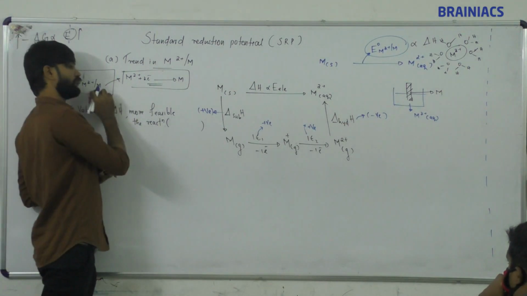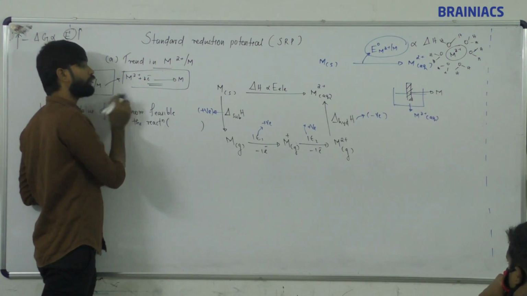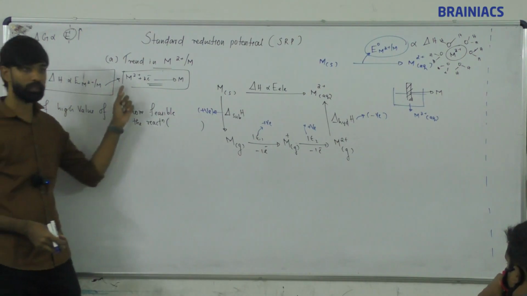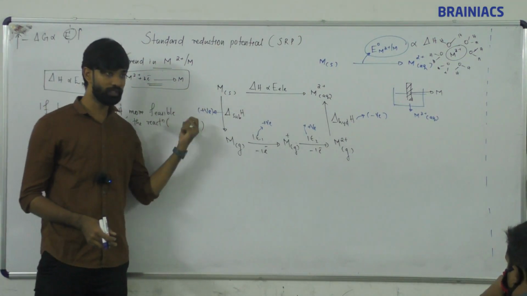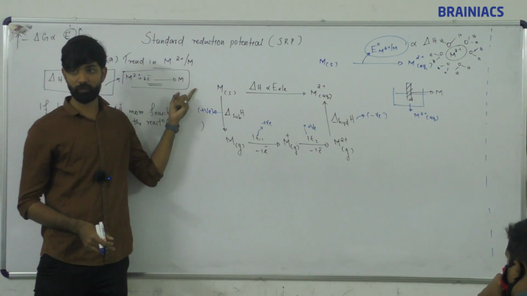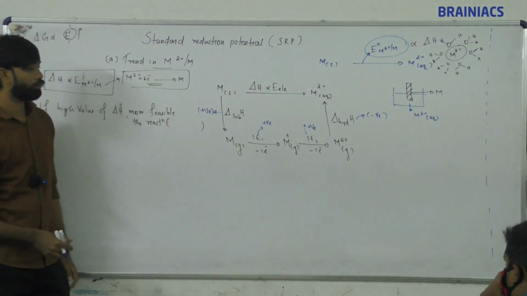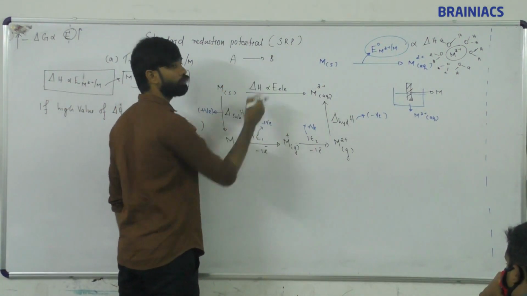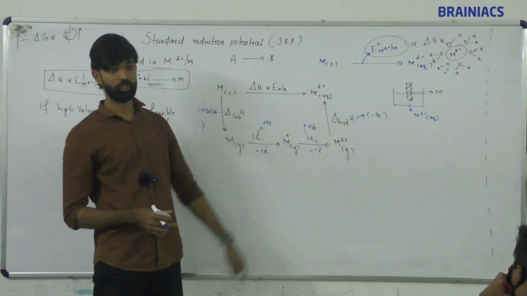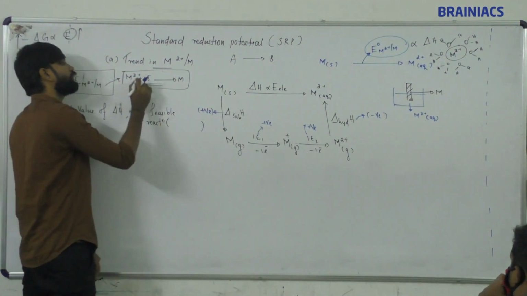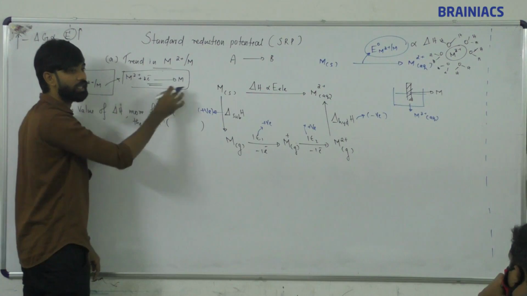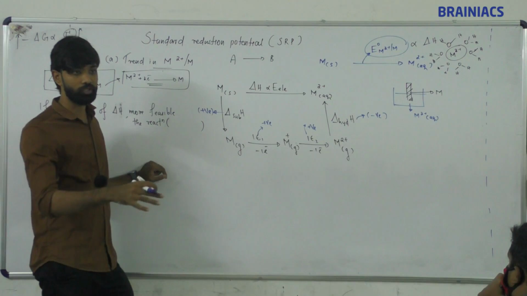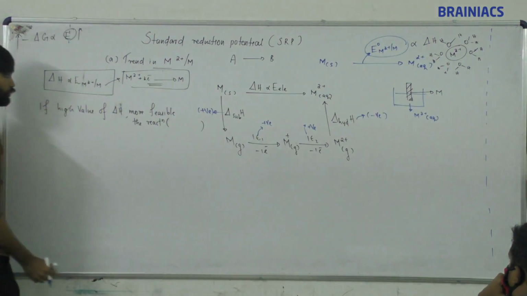So the higher the value of this reduction potential, the more it indicates that M2+ has a ready tendency to become M, which means that M will be relatively more stable than M2+. If A has a ready tendency to become B, which one is more stable? B is more stable. Likewise, if M2+ has a ready tendency to become M, M is relatively more stable than M2+, or the reverse is also possible.